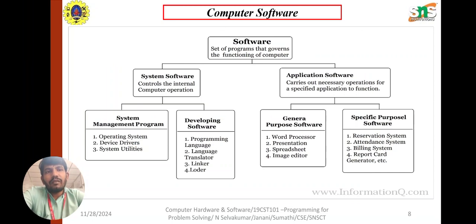In computer software we have two separate categories: system software and application software. Software is a set of programs that governs the functionality of a computer. System software controls the internal computer operations, and application software carries out necessary operations for specified application functions. System software is categorized into two categories: system management programs and developing software. At the same time, application software has two types: general purpose software and specific purpose software.